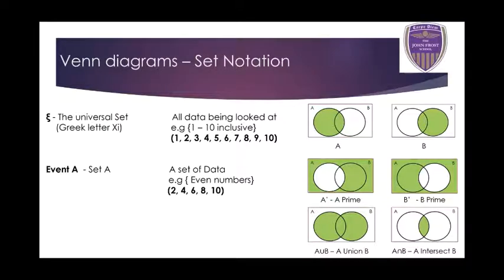Then you've got event A, or data set A, and this is just a set of data. It could be anything. For example, if we were looking at the universal set of the numbers 1 to 10 inclusive, which includes 1 and 10 all the way through, then event A could be even numbers. The only even numbers between 1 and 10 are 2, 4, 6, 8, and 10. Event B is just a different set of data. In this case, it could be multiples of 3, which are 3, 6, and 9. Okay, so nice and easy. Those are the two events, and now we're going to start formalizing how we describe our Venn diagrams using set notation. Let's have a look at a few examples.